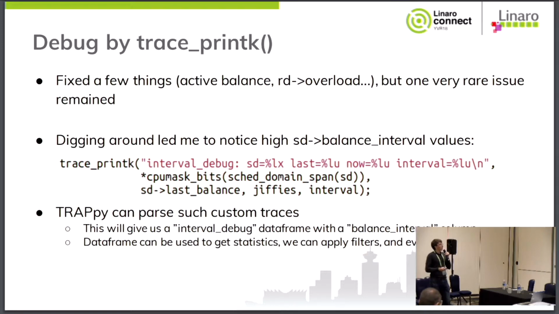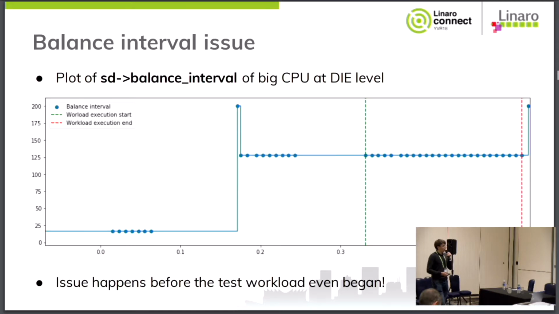Right, and so when you have traces like that, Trappy can also parse it and turn it into a data frame, because as long as you have something that looks like a regular trace point, you can parse it and have columns in your data frames. And so what I've done is I plotted it. So I did some filtering to just get the value on the big CPU that I was interested in and at die level. And the interesting thing that I saw is this value gets very high before my test workload is even executed.